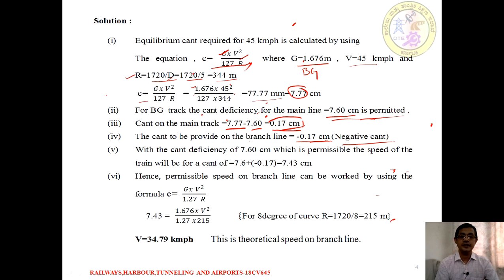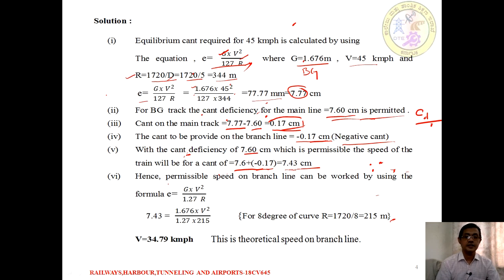So by using the cant deficiency, if you are interested we can write the cant deficiency as C of D. So usually we represent it as cant deficiency. So this cant deficiency is going to be the 7.6 centimeter which is permissible. So what could be the cant to be provided on the branch line is nothing but the cant deficiency and the negative cant which is going to be provided on the line, it is going to be 7.43 centimeter. So this 7.43 centimeter is going to be provided on the branch line.